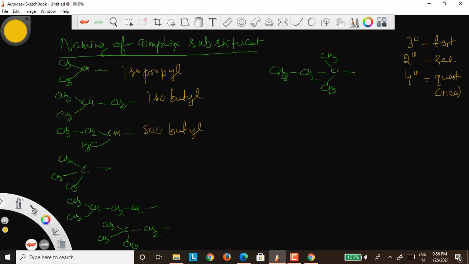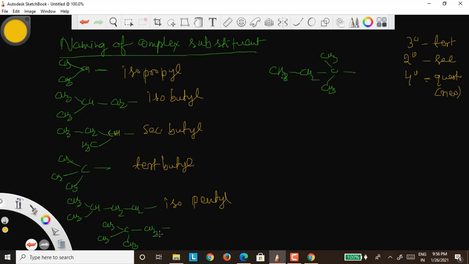So it is carbon connected to three carbons, so this is known as tertiary butyl. Tertiary butyl, secondary butyl, isobutyl. Now this carbon is connected to one carbon, but total 1, 2, 3, 4, 5, so this is pentyl. But this CH2 is connected to one carbon, so this is isopentyl.